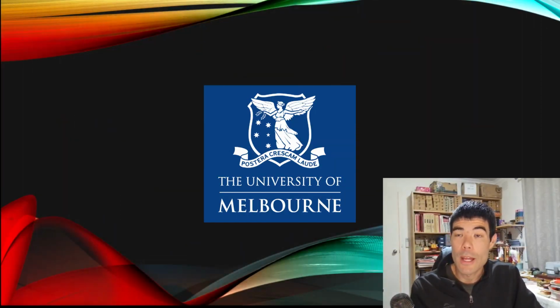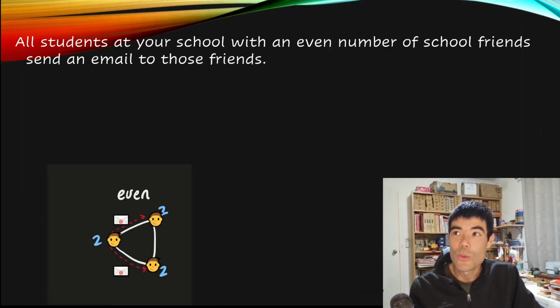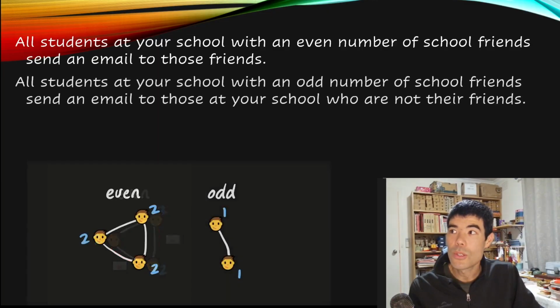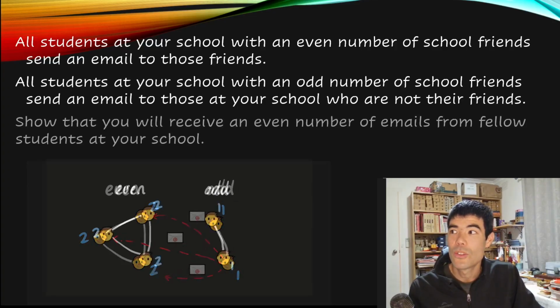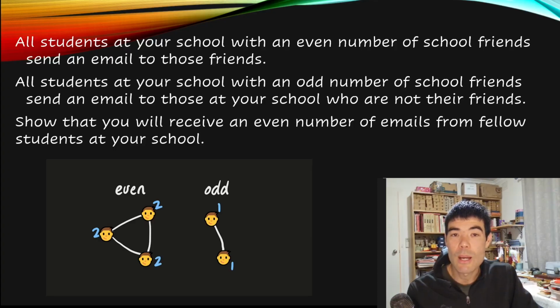This is a really nice graph theory problem from the University of Melbourne School Mathematics competition. All students at your school with an even number of school friends send an email to those friends. All students with an odd number of school friends send an email to those students at your school who are not their friends. Show that you will always receive an even number of emails from fellow students at your school.